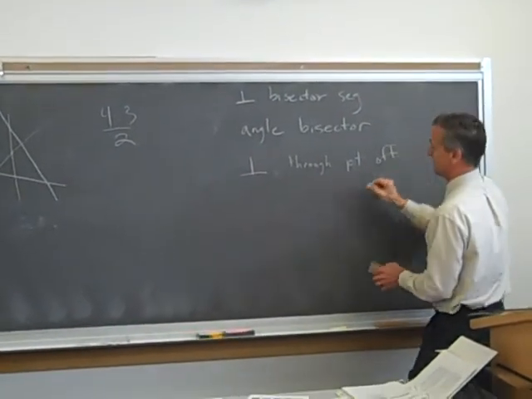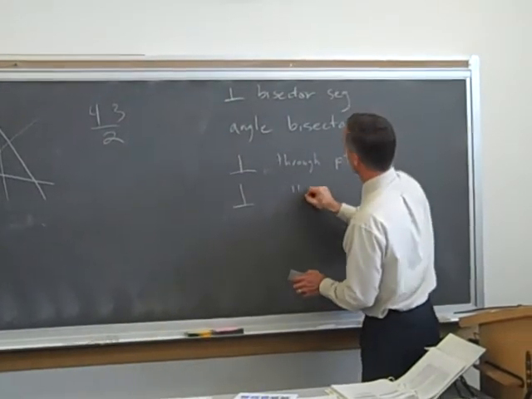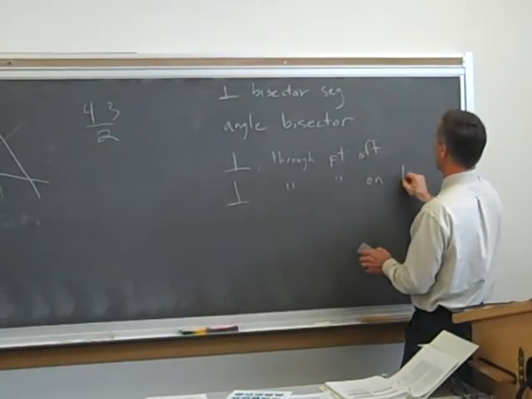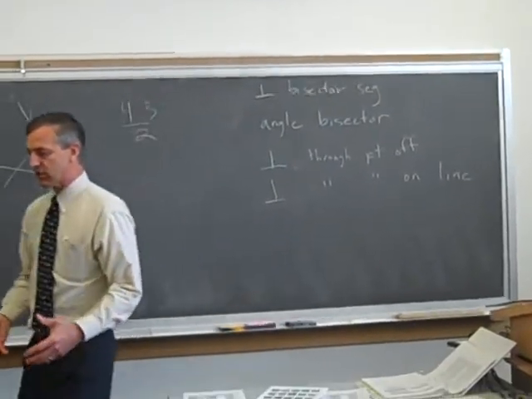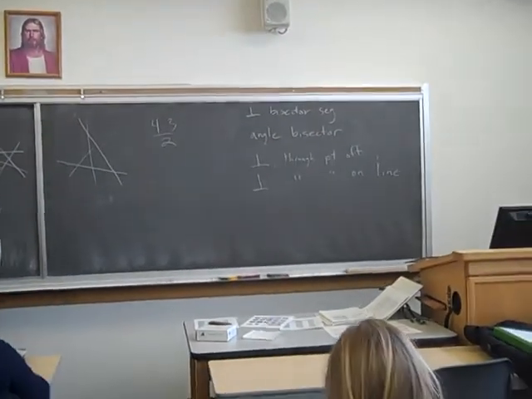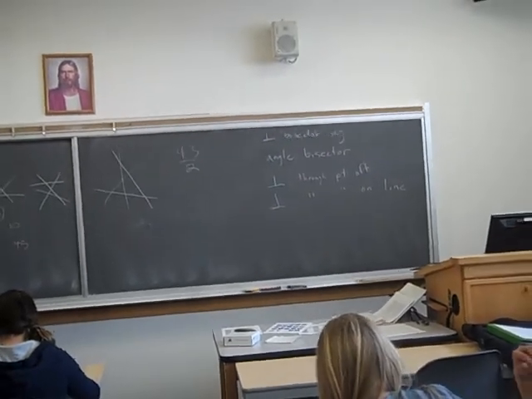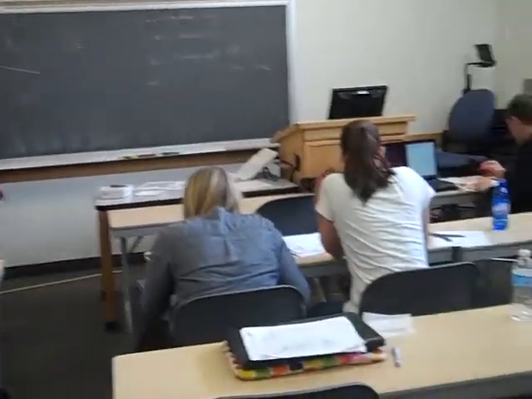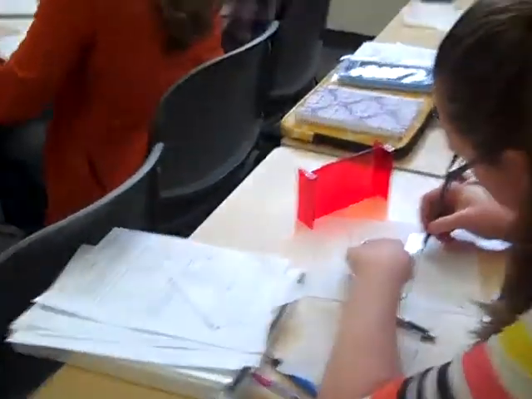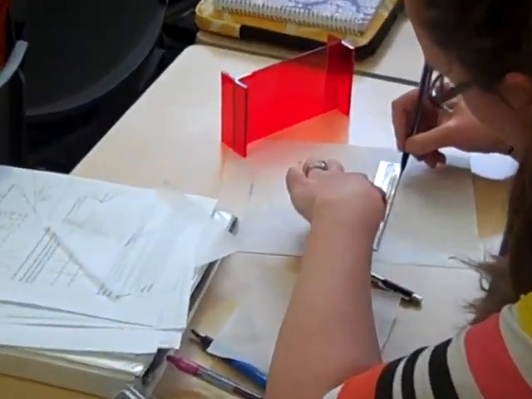Off the line, and we need a perpendicular through a point on the line. See if you can do each of those constructions with your mirror. Go at your own pace. Talk to your neighbor when you get in trouble.